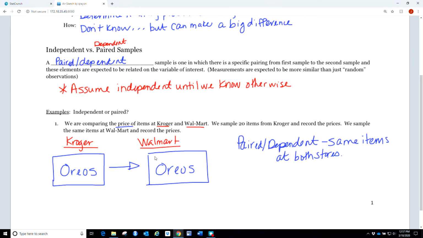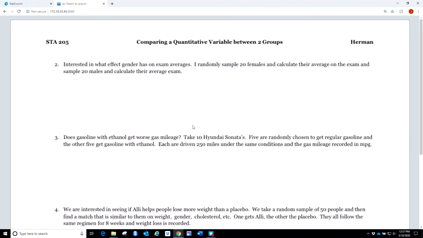Let's try another example. So in example 2, we're interested in seeing what effect gender has on exam average. So I sampled 20 females and calculate their average on the exam, and 20 males and calculate their average on the exam. So what am I interested in looking at? Well, my variables here are going to be gender, right? So we're going to have male and female, or men and women. And we're going to be looking at your exam score, which is our quantitative variable here.